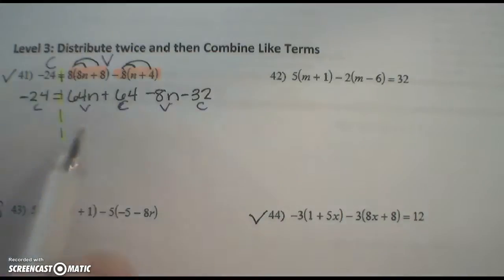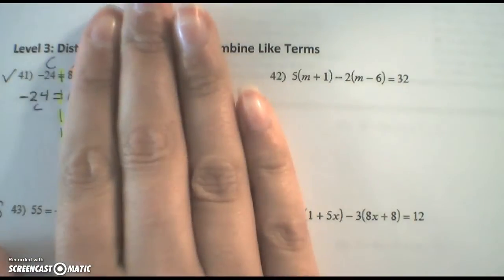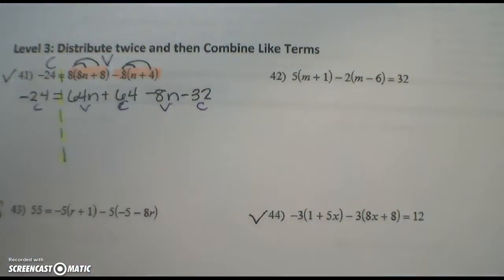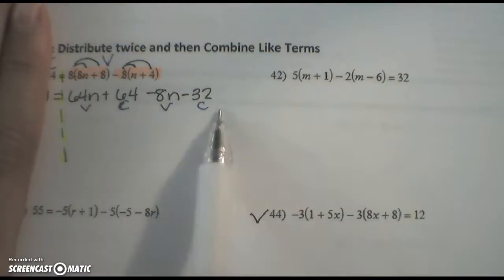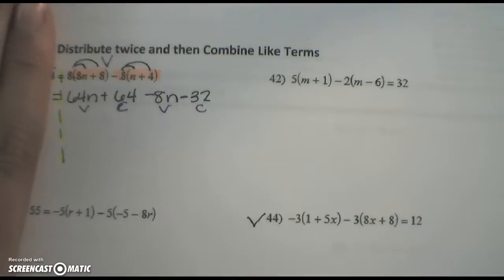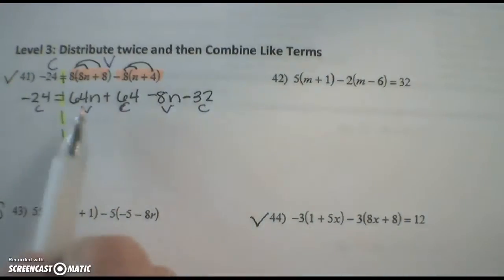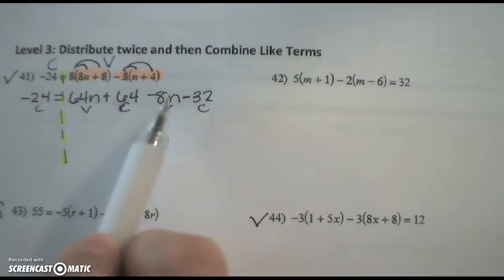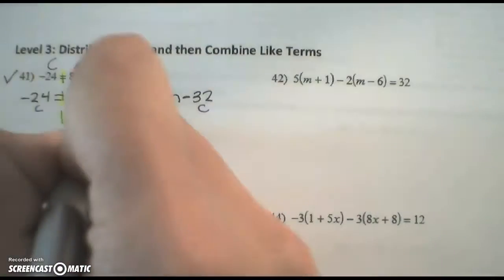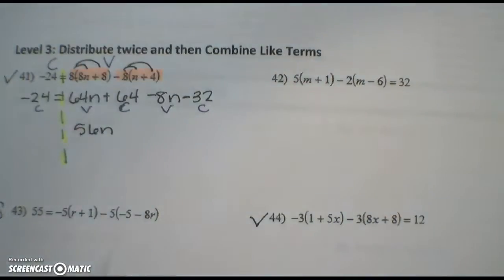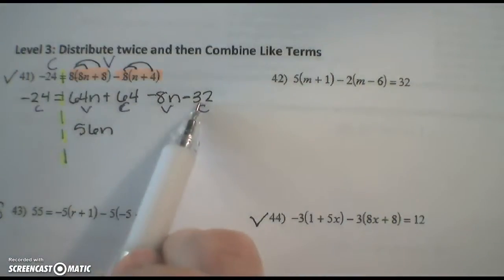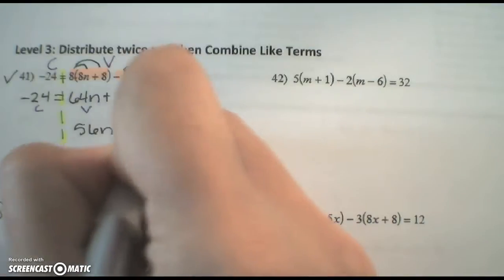Let's look to see if we can combine anything. We're good on that side. But over here, we've got a variable and a variable and a constant and a constant. So we've got a lot of like terms that we can combine. Let's take a look at our variables first. 64n and negative 8n gives us 56n. And then we've got 64 and negative 32, which gives us a positive 32.